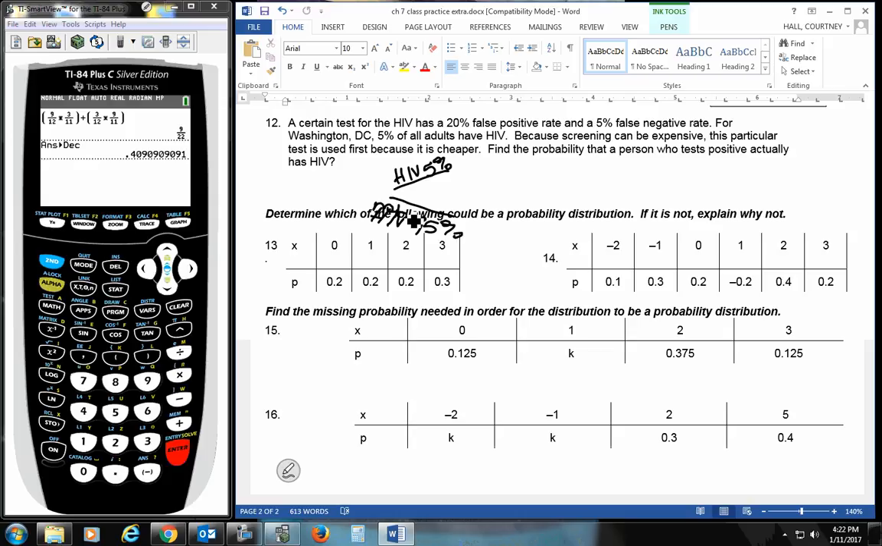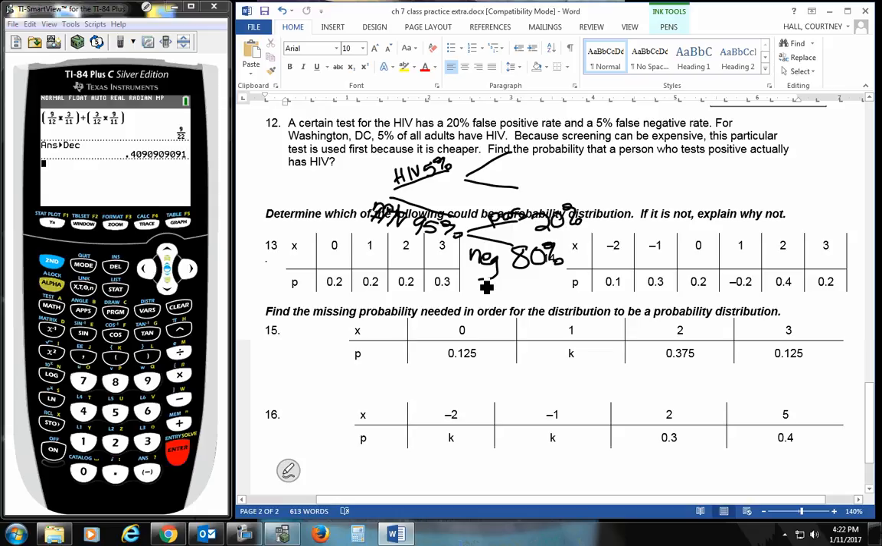So if I take this one test, it says a 20% false positive. Well, 5% of people are positive. So a false positive, that 20%, would not go with the HIV. It would go with the not HIV. Let's think about that a second. If you're false positive, then you don't have HIV, but you're testing positive. So that happens 20% of the time. So 80% of the time, you don't have HIV and your test comes out negative, and that's good.